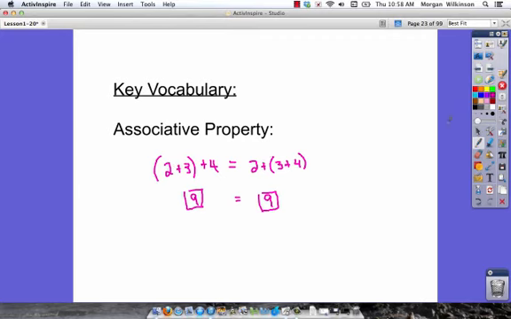Now the associative property also works for multiplication. If we were to say we had (2 times 3) times 4, 2 times 3 is 6, 6 times 4 is going to be equal to 24. That would be equal to, we could put it in any order, let's put it in the order 2 times (3 times 4). We're changing what's in parentheses. 3 times 4 is 12. 12 times 2 is 24. So that's true. The associative property works with both addition and multiplication only.